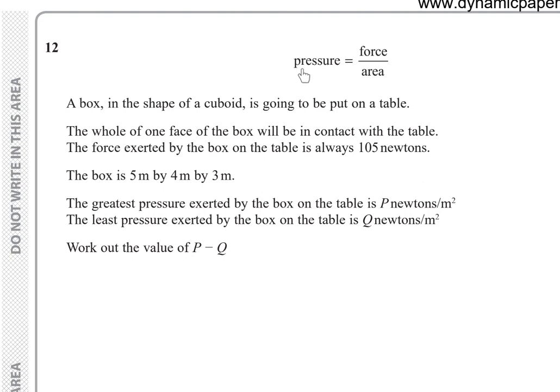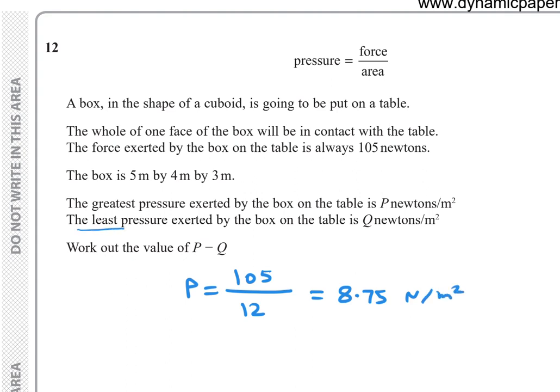To find the greatest pressure, find the least area, and to find the least area, take the two least dimensions, so 3 and 4. 3 times 4 equals 12, so B, the greatest pressure, equals 105, the force, divided by 12, equals 8.75 newtons per meter square.